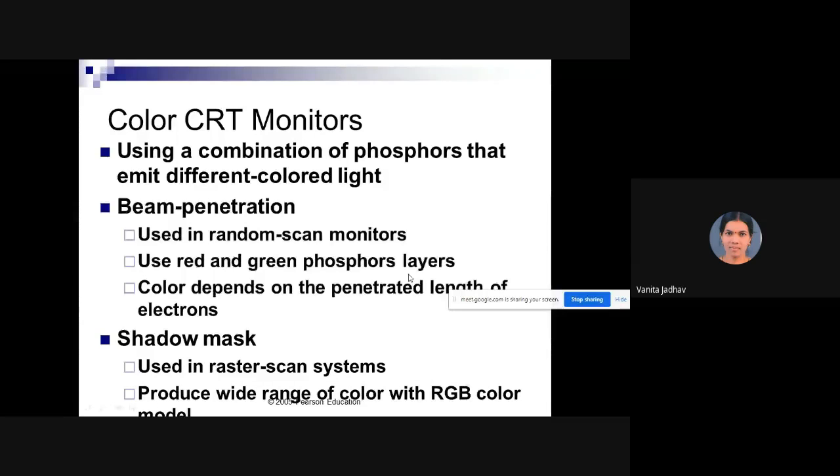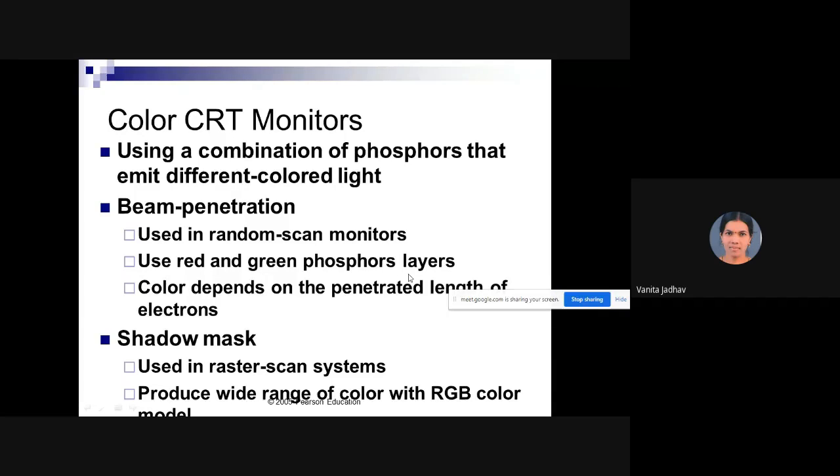So only two phosphor coatings are used with the CRT in the beam penetration technique, and these two phosphors are nothing but red and green. Whatever shades are there with respect to red and green, total red will be there, total green will be there. So there is a combination of red and green, and there may be different shades of red and green. If we mix 50% red and 50% green, it will be a third color. If we mix 20% red and 50% green, the color will be different. Like that, different shades of red and green will be shown.